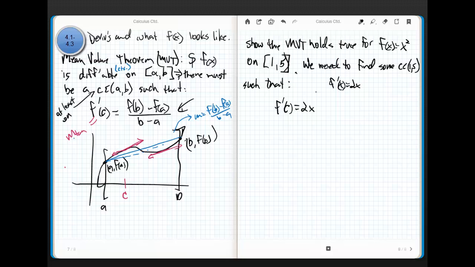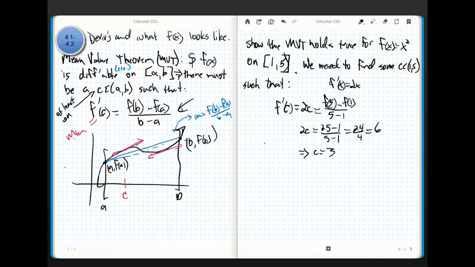Nothing to it. Whoops, not 2x, 2c. All right, because we want to be as true to the theorem as we can, otherwise we'll get ourselves confused. F prime of c is 2c equals f of b, so this is going to be f of 5 minus f of 1 over 5 minus 1. So 2c is equal to 25 minus 1 over 5 minus 1, affectionately known as 24/4, affectionately known as 6, which implies that c equals 3.